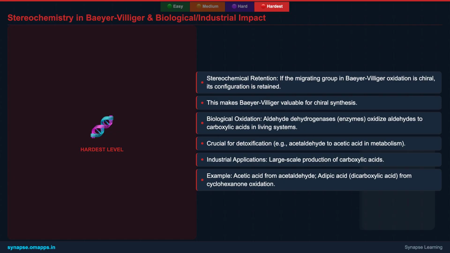The Baeyer-Villiger reaction also offers fascinating stereochemical insights. If the migrating group is chiral, its configuration is retained, making it a valuable tool for chiral synthesis.